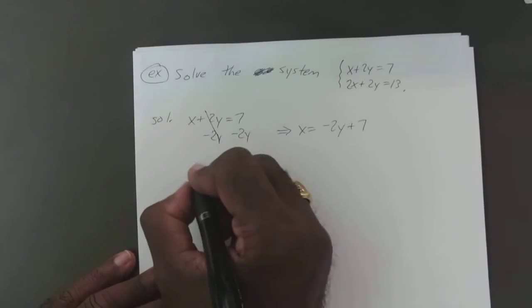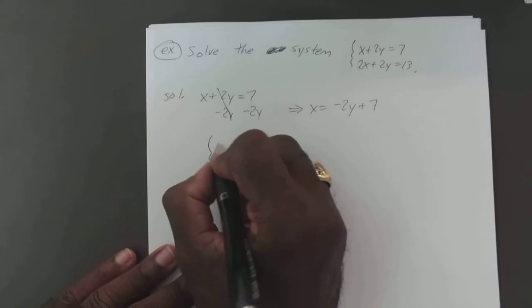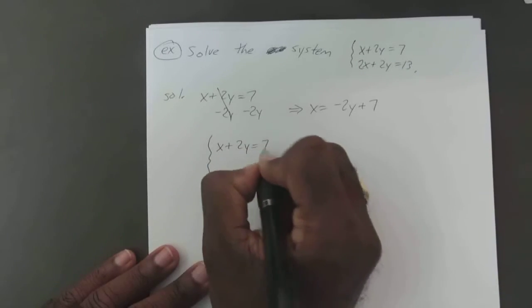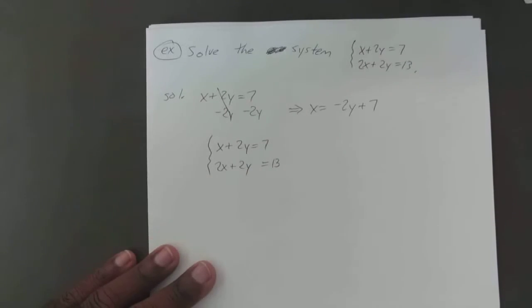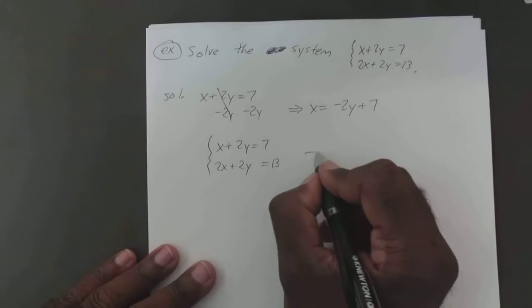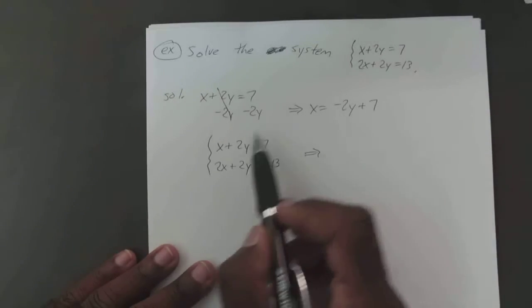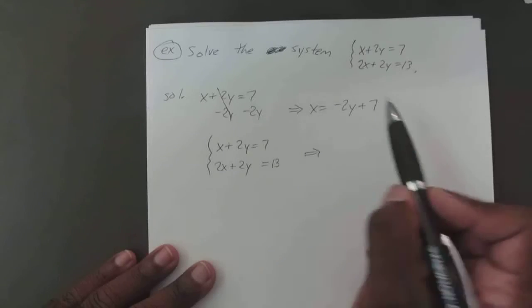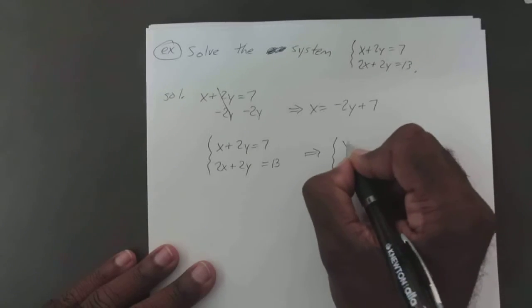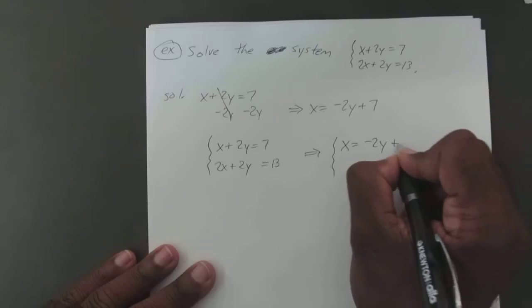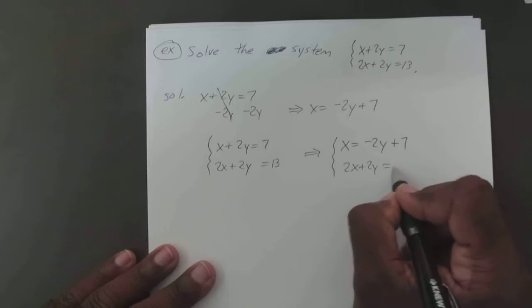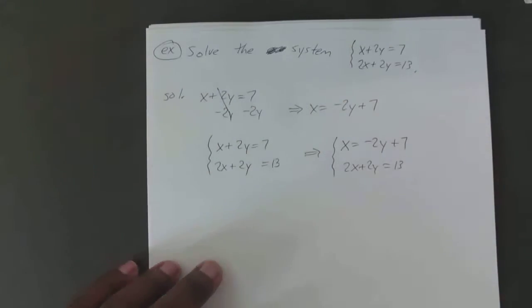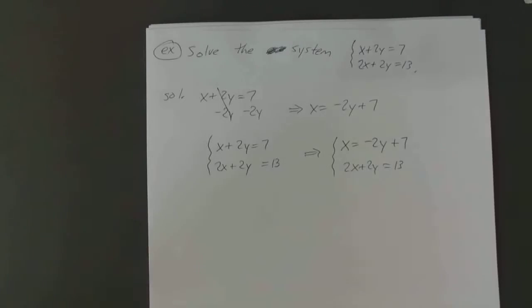Okay, so now this system, x plus 2y equals 7, 2x plus 2y equals 13, you can rewrite it. Okay, just subtract our 2y from both sides. You can replace that with x equals negative 2y plus 7, and 2x plus 2y equals 13. Okay, so now we have what we can substitute with. We just had to do a little work beforehand.